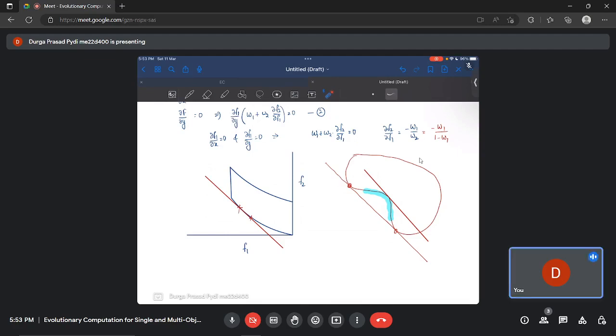But our objective, like previously when we decided what the goals of my optimization algorithm are, is that I should obtain all the possible points on the Pareto front, and I should rest assured that I have obtained the entire Pareto front. Here I cannot say that.